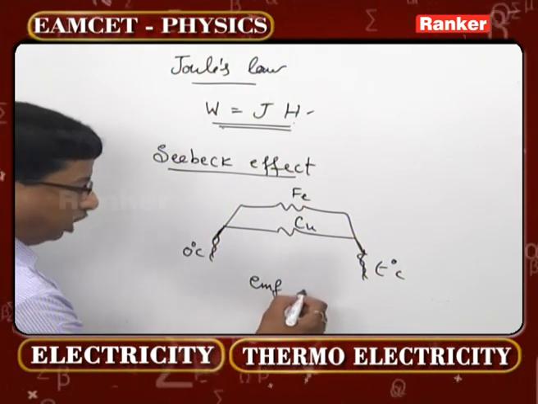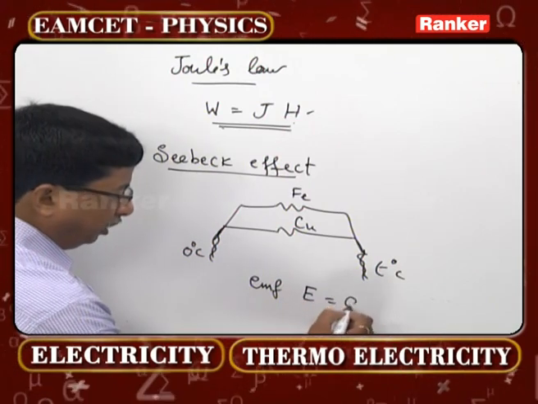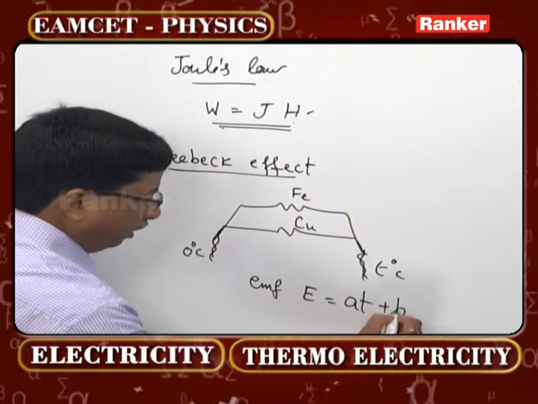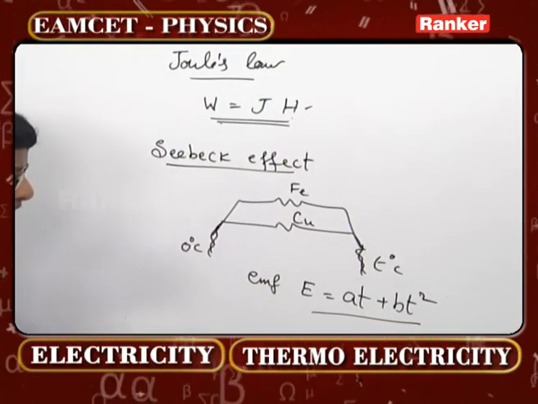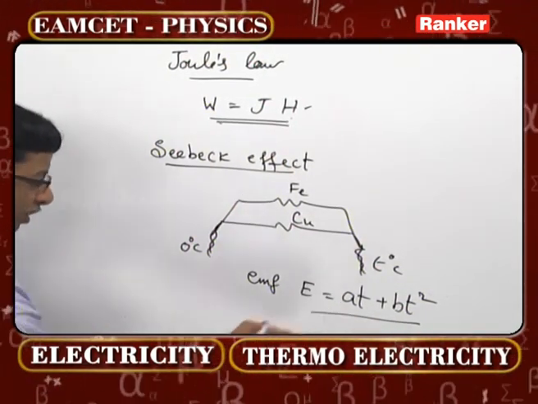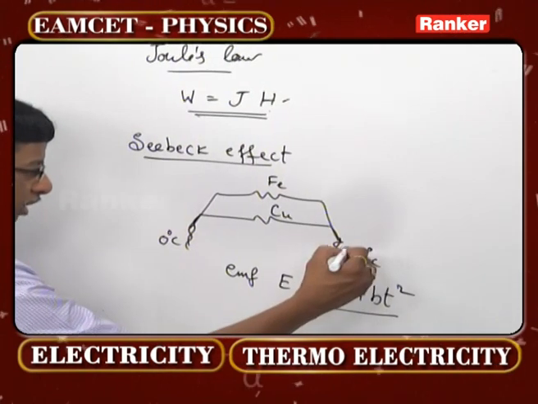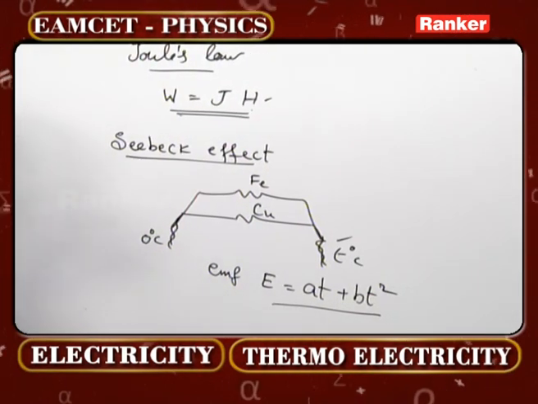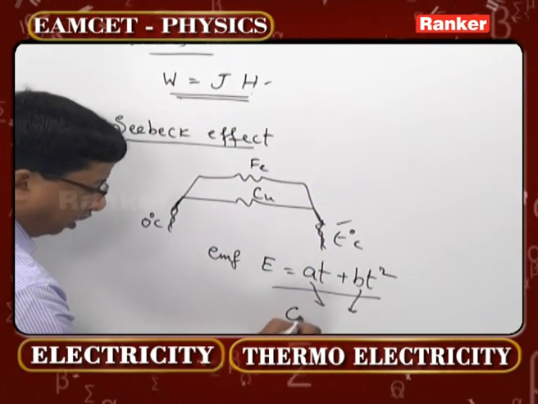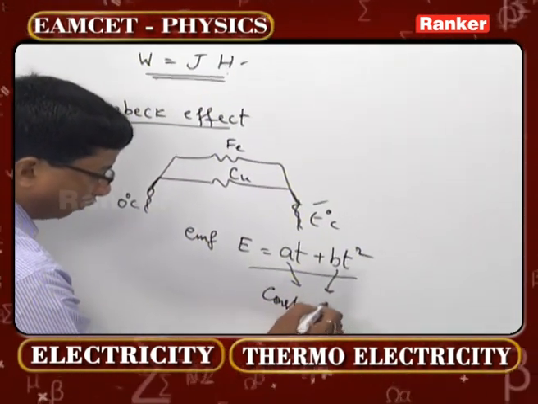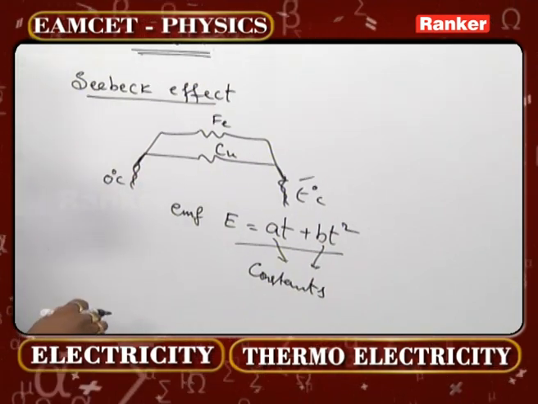What is this thermo EMF by formula? It is AT plus BT square. That is the general equation we use. What is what out of that? This T is nothing other than the temperature of the hot junction, and A as well as B are called thermocouple constants. That is actually the concept.